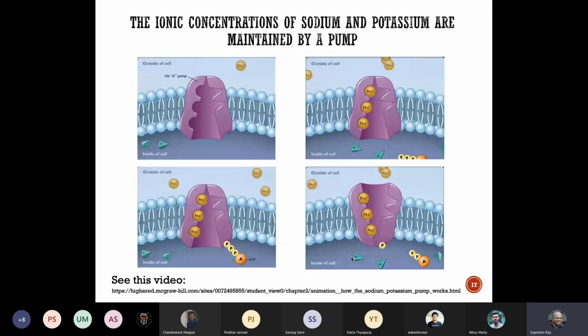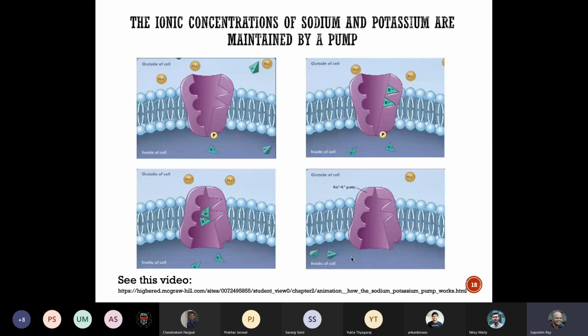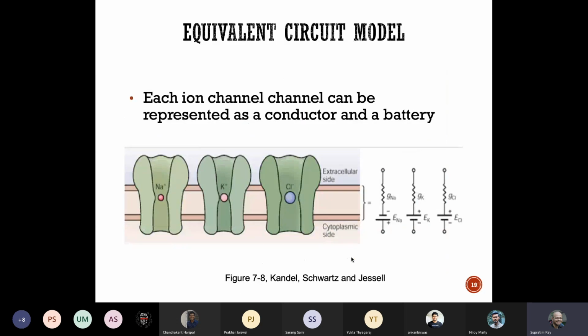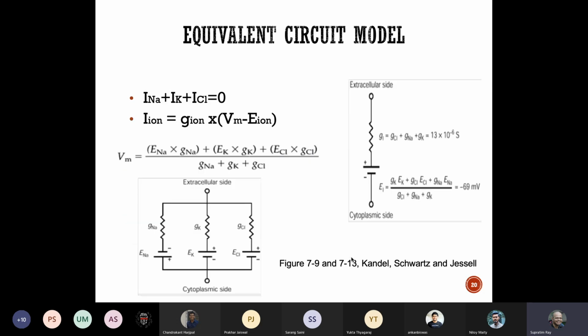When there are multiple ion channels that are open, then the cell is at resting state, in which none of the ions are actually at equilibrium, but the potential of the cell doesn't change because the total sum of currents is zero. Okay, so this is how we got to the resting membrane potential.